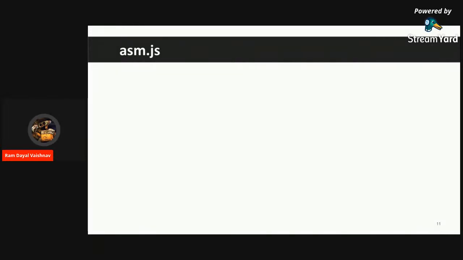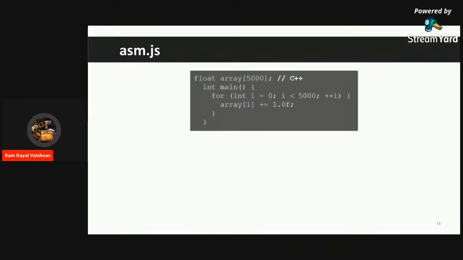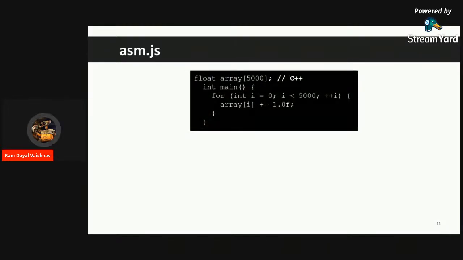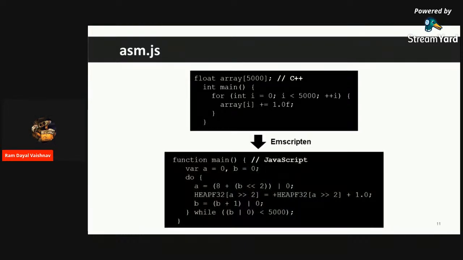This was one of the projects started by Mozilla to include other languages on the web. So this is an example where you can see a very simple C++ piece of code, and this is how the asm.js was created with the help of something called Emscripten. Right now what you see here is C++ code, which is doing something with this array of numbers, and this is being converted into JavaScript. So this was the first attempt to use the known web language on the web.